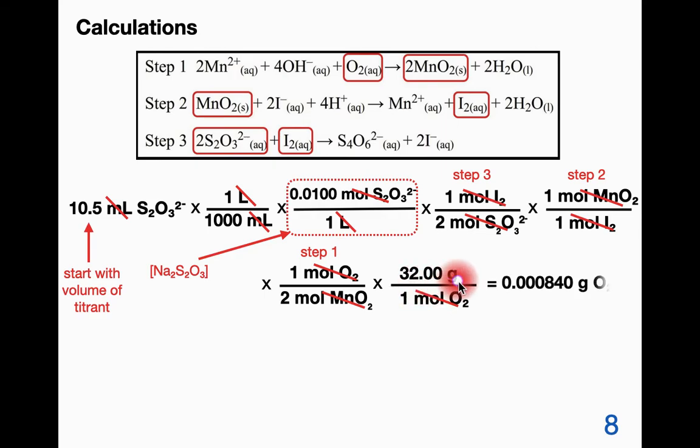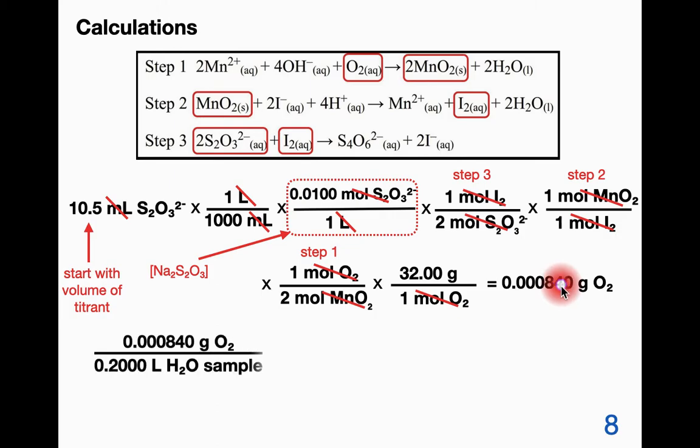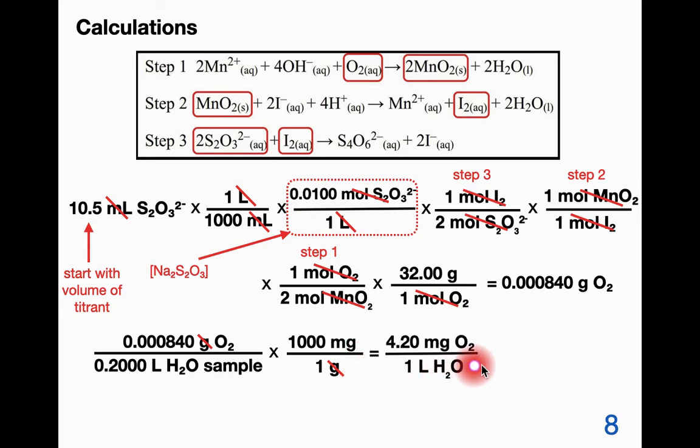And that gives us a total mass of oxygen in our 200 milliliter sample of 0.000840 grams. Now remember that that came from our sample of water. So I'm going to divide that mass by the volume of our water sample. And so we have that many grams of oxygen per that volume of water. Now, for a reason I'll explain in a second, I'm going to convert grams into milligrams. There's 1,000 milligrams in a gram. And that would give us 4.20 milligrams of oxygen per liter.